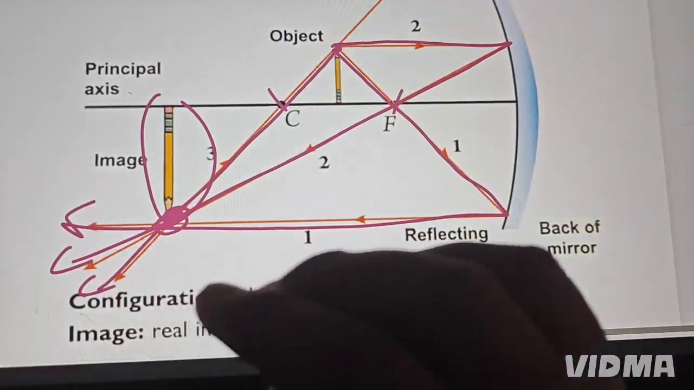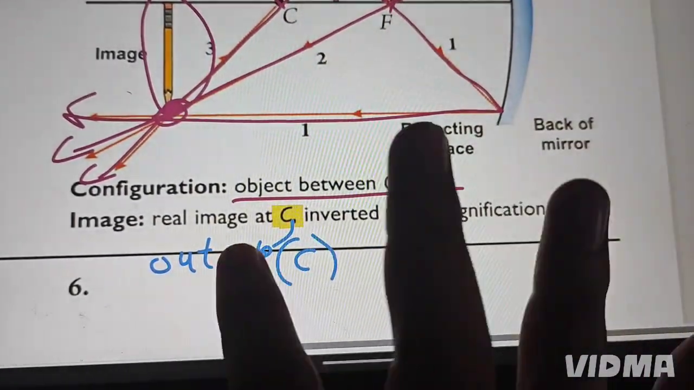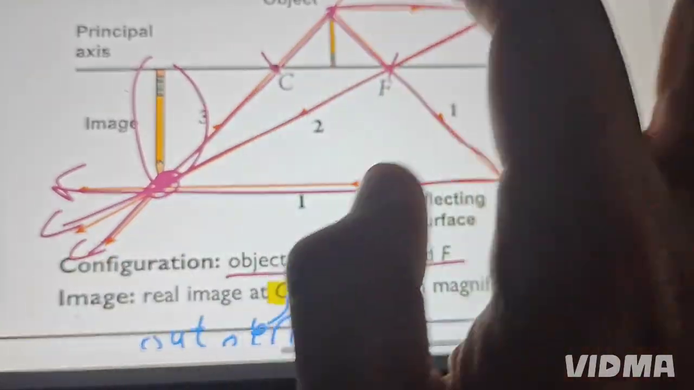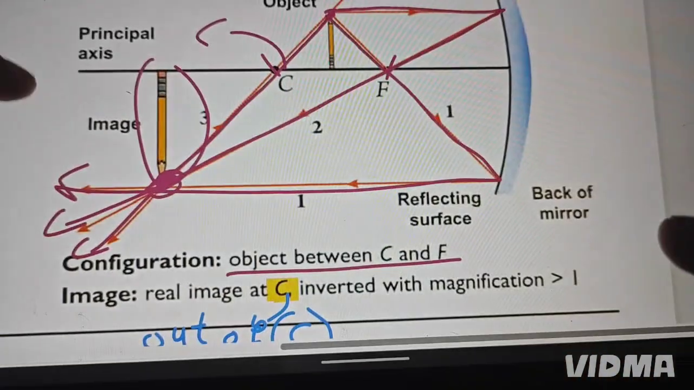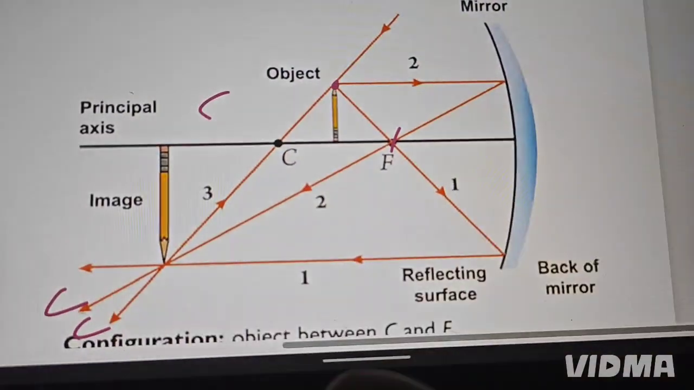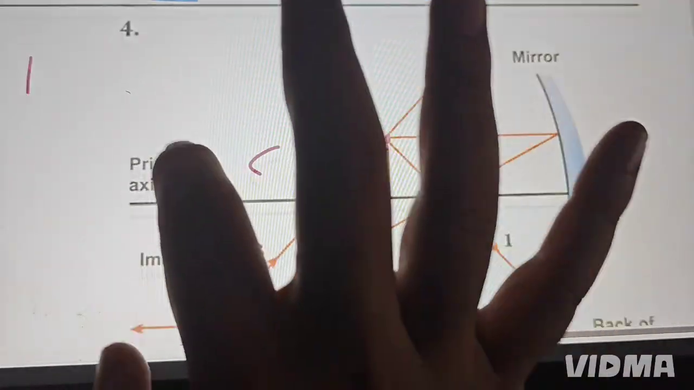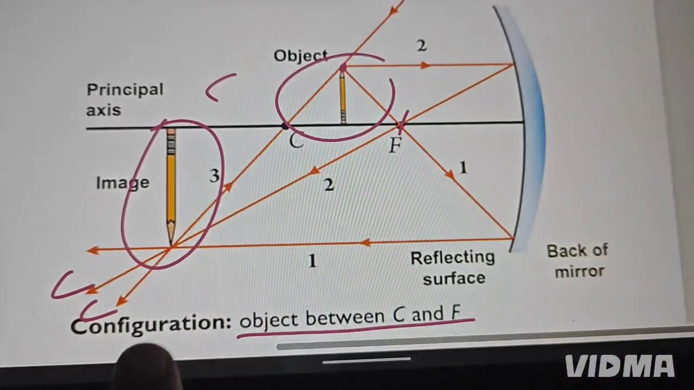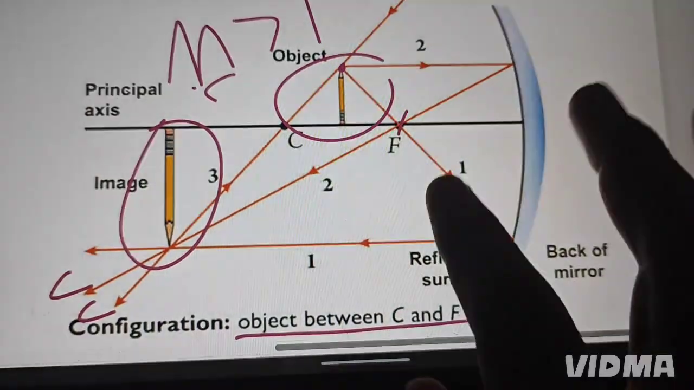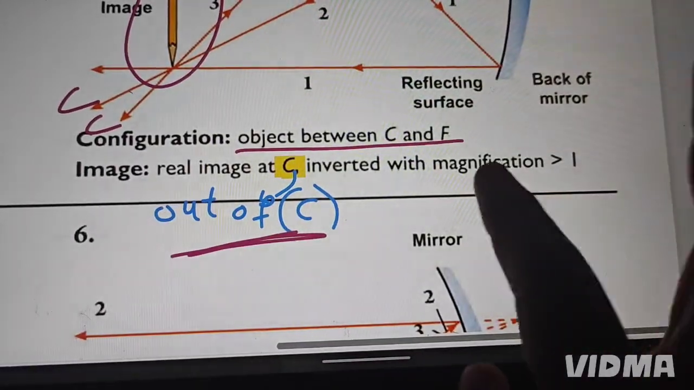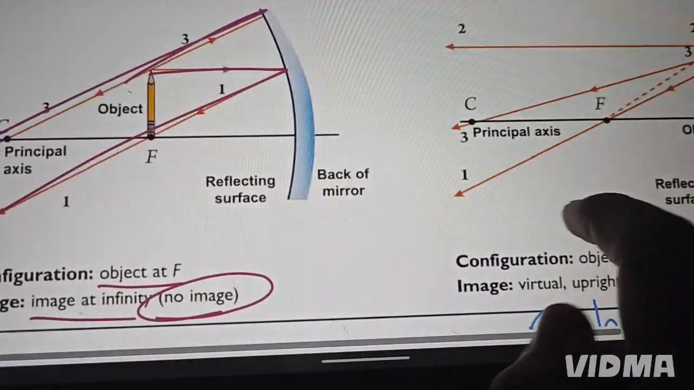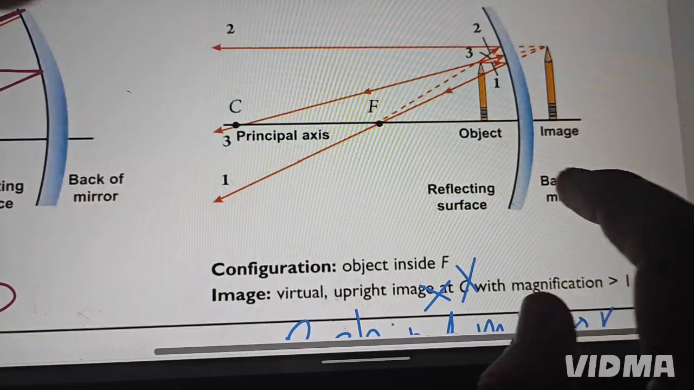As I told you, if you have an image on the left side and outside C, you can fix it. The image that you have outside C, here, because this is the image, we have the image from the left side and outside C. Again, inverted, the direction flipping again. Look, the image is inverted, and the image size is greater than the object size. It means magnification is greater than 1, because the image is greater than the object size.